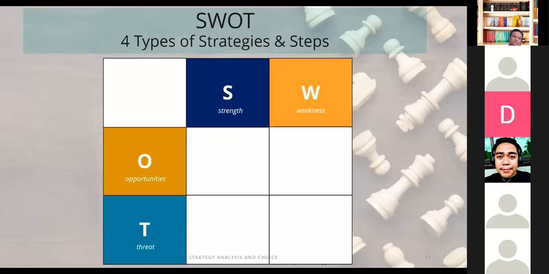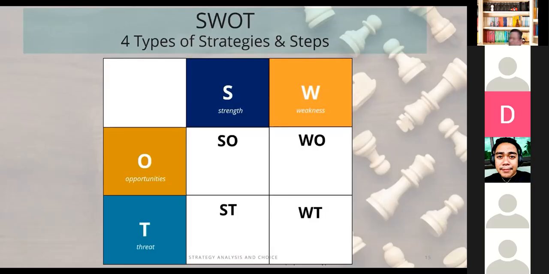The SWOT matrix is composed of 9 cells. There are 4 key factor cells, 4 strategy cells, and 1 cell that is always left blank. The SWOT matrix is an important matching tool that helps managers develop 4 types of strategies. First is SO, which is Strength-Opportunity Strategy. WO, Weaknesses-Opportunities Strategy. ST, Strength-Threat Strategy. And WT is Weaknesses-Threat Strategies.